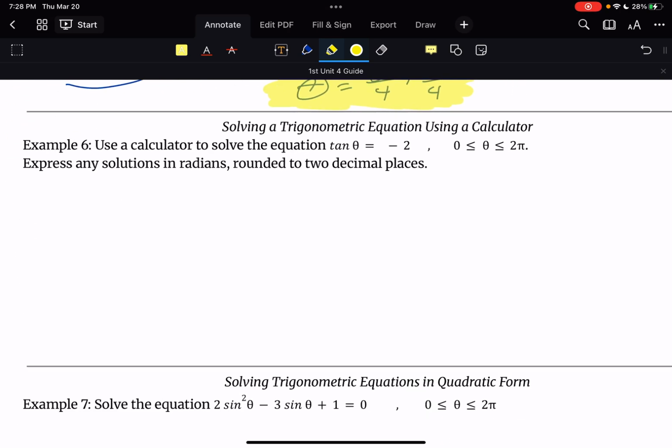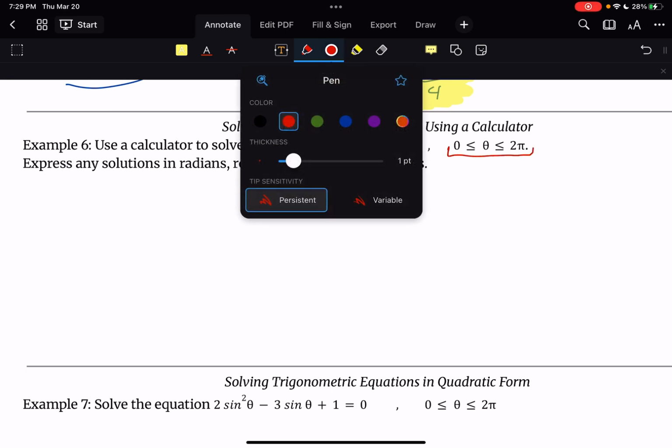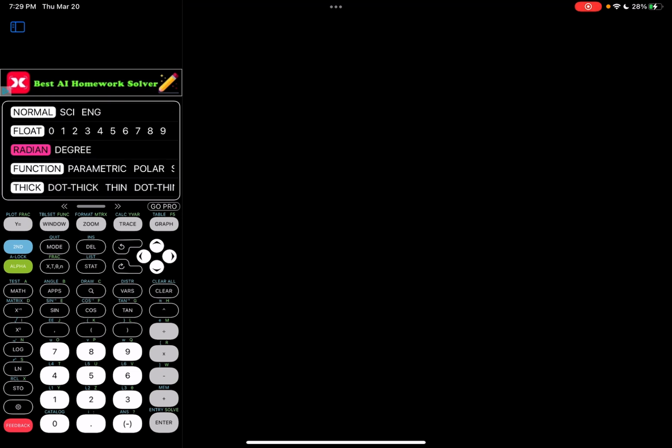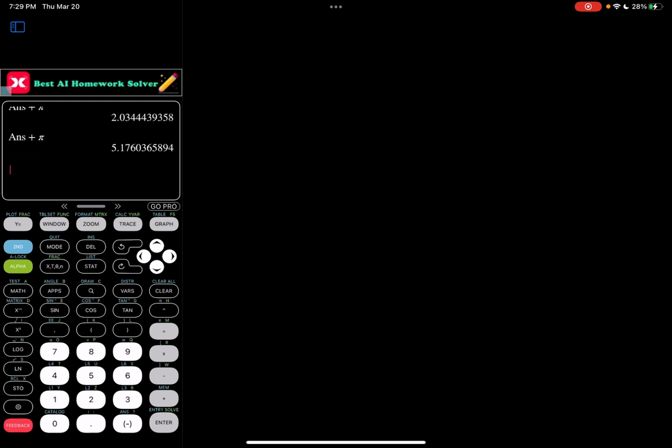Okay, using a calculator. So I still have this domain restriction from 0 to 2 pi. So using a calculator, I know I'm going to have theta is inverse tangent of -2. So I'm going to go ahead to my calculator. So I'm going to make sure that I'm in radian mode. So mode, radian, and quit out of that. So I'm going to do second tan to get my inverse tangent. I'm going to type in -2.